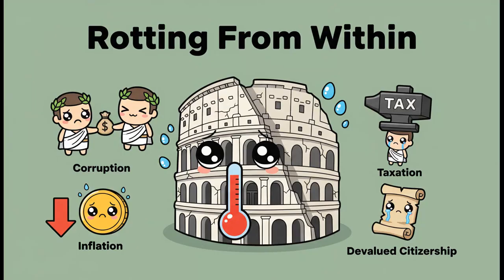You know, this slide tells a really crucial story. Rome wasn't just conquered, it was rotting from within. We're talking about out-of-control political corruption, runaway inflation that made money worthless, and taxes that were just crushing people. Even being a Roman citizen, which used to be this huge deal, started to mean less and less. The very foundations were cracking.